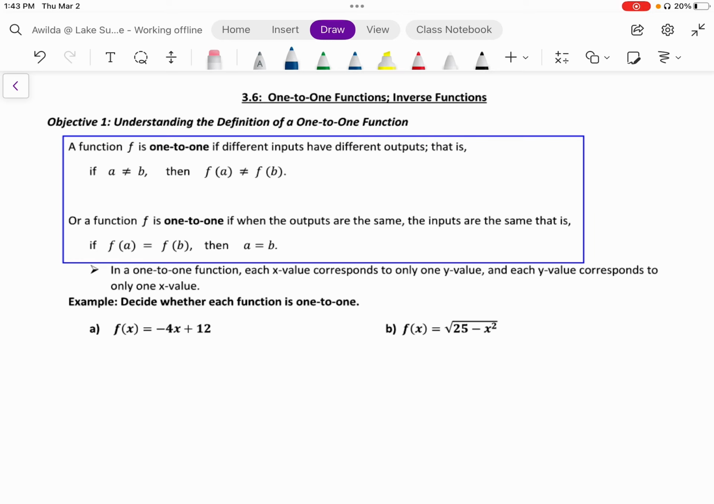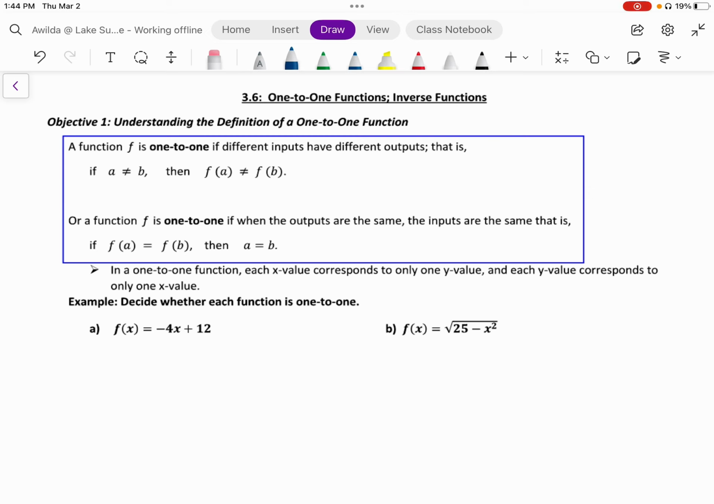That is, if a is different from b, then f of a must also be different from f of b. Another way to say this is that in the ordered pairs that make up the function, no two ordered pairs can have the same x value, and no two ordered pairs can have the same y value. Let's look at the following two functions and determine whether they are one-to-one or not.